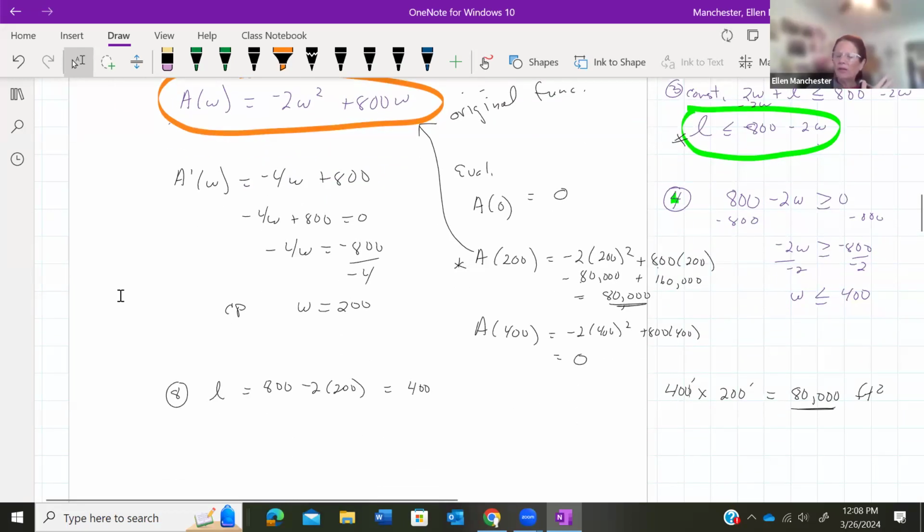Okay, so it's not always going to be a square, depending on what the constraint is, depending on what limits me.